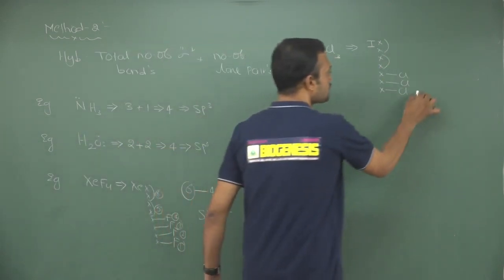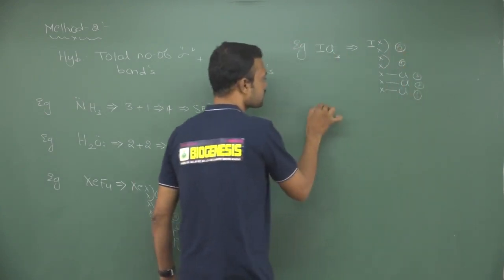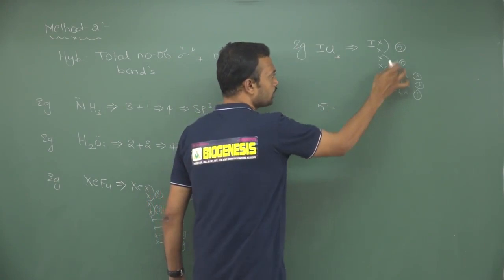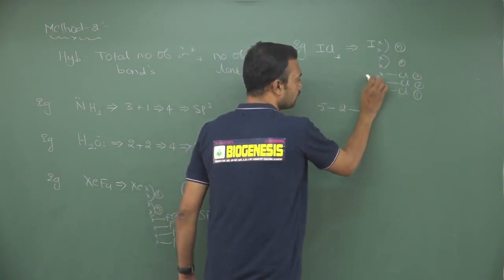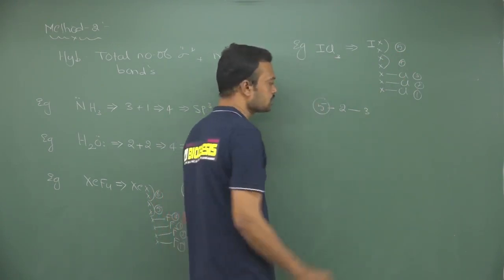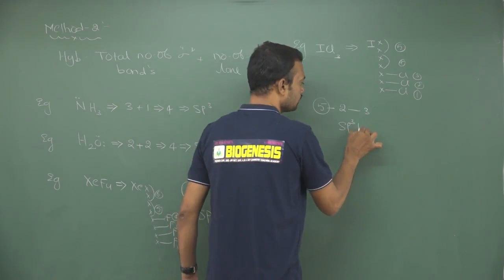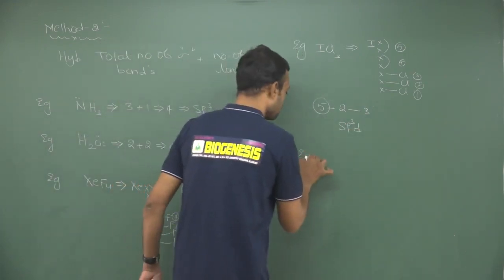So here how many pairs are present? 1, 2, 3, and this is 4, and this is 5. Total number of pairs is 5, in which 2 will be lone pairs, and the remaining 3 will be bond pairs. So total number of pairs is 5, which means the hybridization is, okay, sp3d. sp3d will be the hybridization.